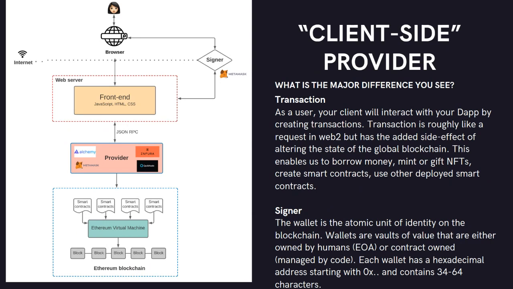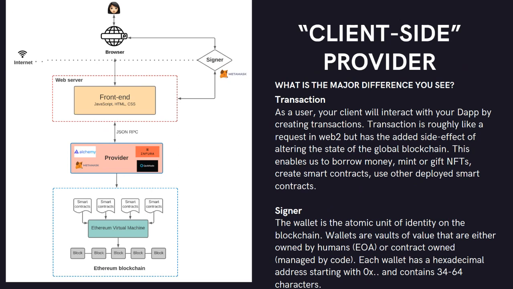Now we'll add the next block to our conceptual understanding, which is the client-side provider. As you can see, the major difference here is that the front end is communicating with this triangle on the side called a signer. In order to understand what the signer does, we have to first understand what a transaction is.